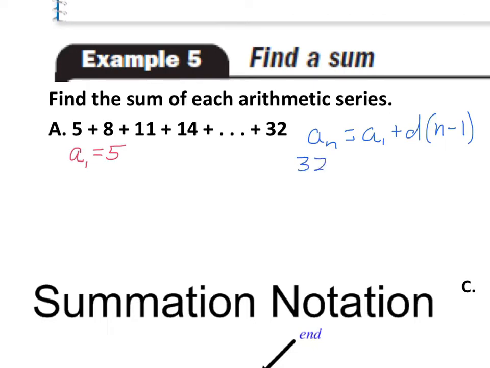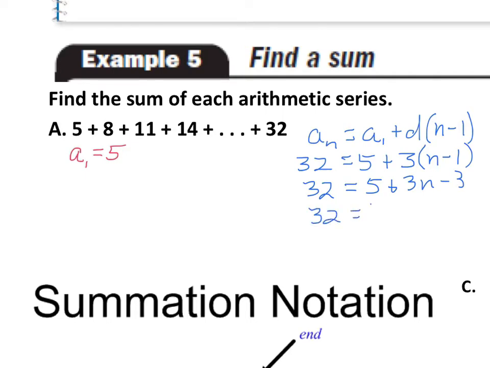So 32 is equal to the first term plus the common difference. Now, what are we going up by here? If I go from 5 to 8, and 8 to 11, and 11 to 14, I'm counting up by 3 every single time. So 3 times n minus 1. Now I need to distribute and combine some like terms. 32 is equal to 5 plus 3n minus 3. If I simplify, 2 plus 3n. I subtract 2 from both sides, I get 30 equals 3n. I divide by 3, and I get n is equal to 10. So I know that 32 is the 10th term.